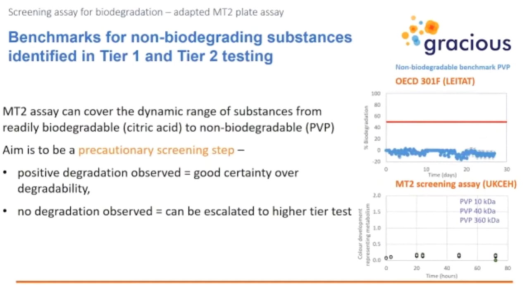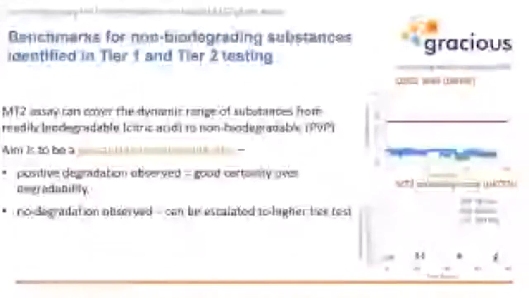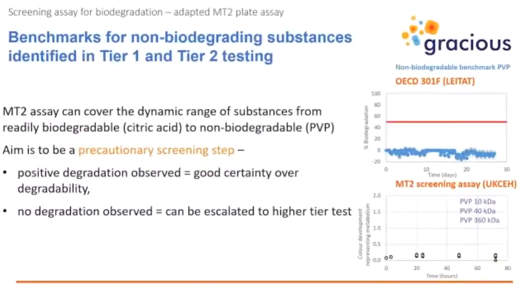Citric acid was a benchmark for our readily biodegradable coating, but for our non-biodegrading substances, something like PVP, we've again successfully identified it with both the MT2 screening assay and the OECD test as a non-biodegrading substance. The aim of our MT2 assay is to be a precautionary screening step. So where we see positive biodegradation, we need to have good certainty that biodegradability is possible. Whereas where we see no biodegradation, that may actually be a cause for escalating to a higher tier test.